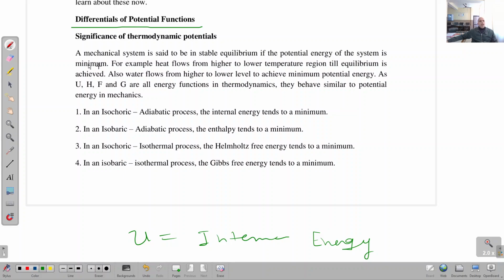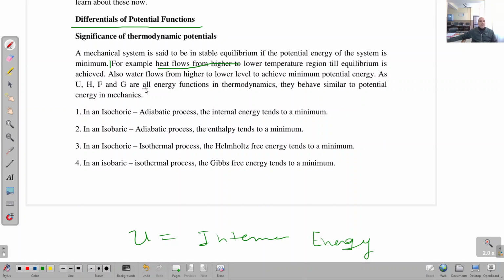We know a mechanical system is said to be in stable equilibrium if the potential energy of the system is a minimum. It is obvious, right? For example, in case of a thermodynamic system, heat flows from higher to lower temperature region till equilibrium is achieved. Here we are talking about the thermodynamic system, right? Also, water flows from higher to lower level to achieve minimum gravitational potential energy. And in case of heat, this process takes place to achieve minimum thermodynamic energy, right? Heat flows from higher to lower temperature. So this is the analogy between these two.